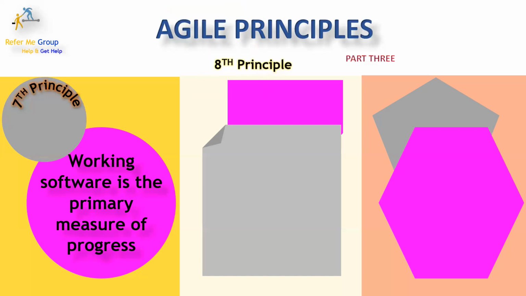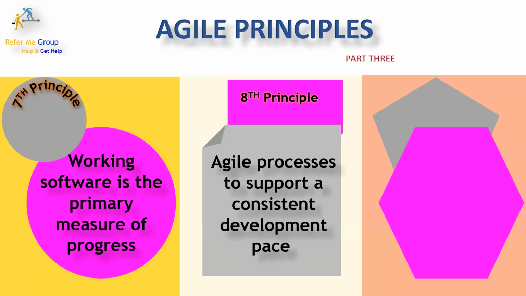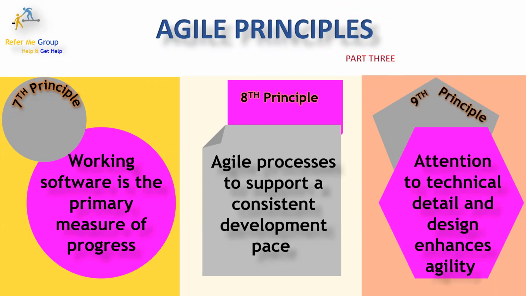The 8th principle, which we talk about here, says Agile processes support a consistent development pace, which is again about the release. It is always recommended that your development pace should be consistent, not irregular. The first principle that we talked about, delivering working software at frequent intervals, is the same principle it is talking about. Now, the ninth principle: attention to technical detail and design, which enhances agility, right?